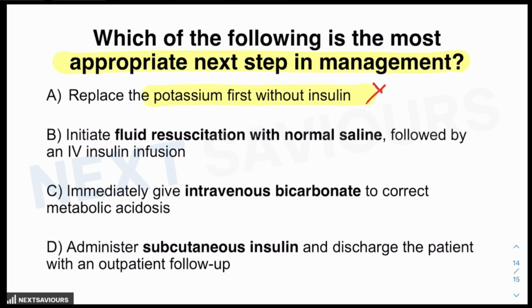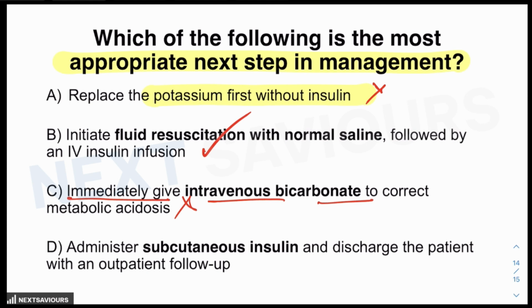As far as option B is concerned, we came to understand that the first line management of diabetic ketoacidosis involves aggressive fluid resuscitation with normal saline and IV insulin infusion to reduce the blood glucose and suppress ketogenesis. So this option seems correct, but before marking the answer, you have to rule out the other options too. Bicarbonate therapy is not needed until the pH is less than 6.9. This is what we have learned. And here they are asking to immediately give intravenous bicarbonate, so this obviously is not the correct answer.